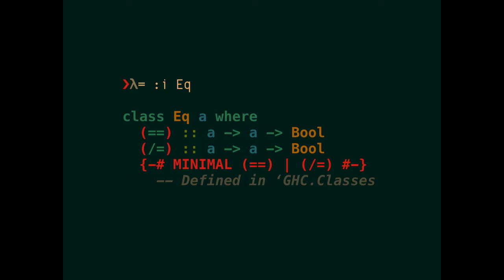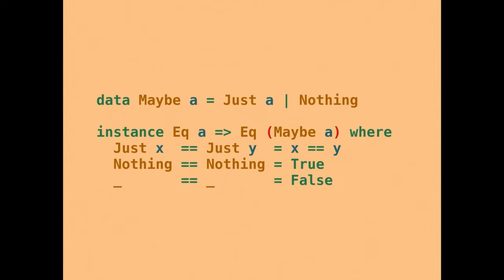So to give an instance, we can write our own instances for our own data types. Or we can, in fact, write instances for other people's data types. So here's a simple data type called Maybe. Maybe is sort of like a one-element list. It could be empty, it could be Nothing, or it could be Just an a. So Maybe a could be either Just an a or it could be Nothing.